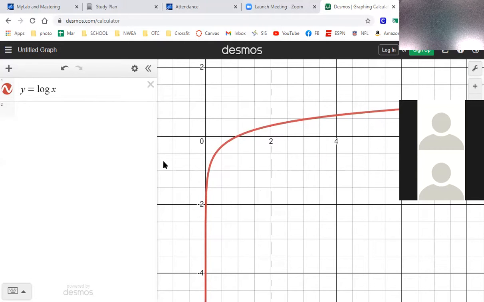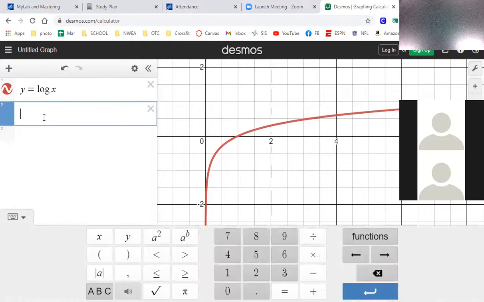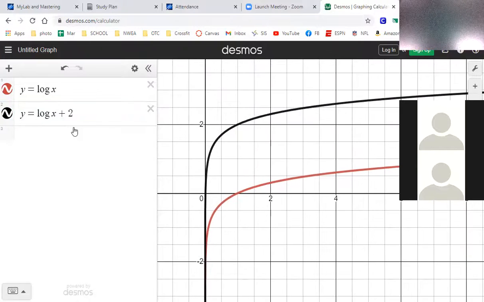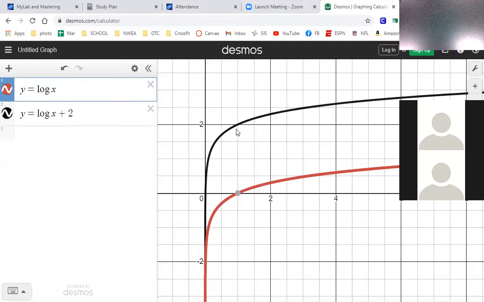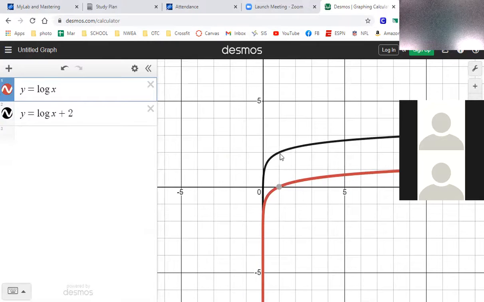And it actually shifts the exact same as those exponential functions. So if I add some number outside of the function, like this +2 outside, it's going to grab my graph and shift it up 2. It looks like it's going up 4, but it's because the scale of the graph is off. So if we zoom that out, then you can see that it goes up 2 units. Each point gets grabbed and shifted up 2.